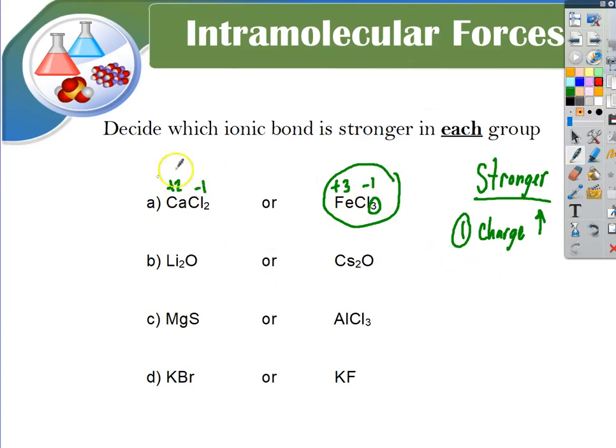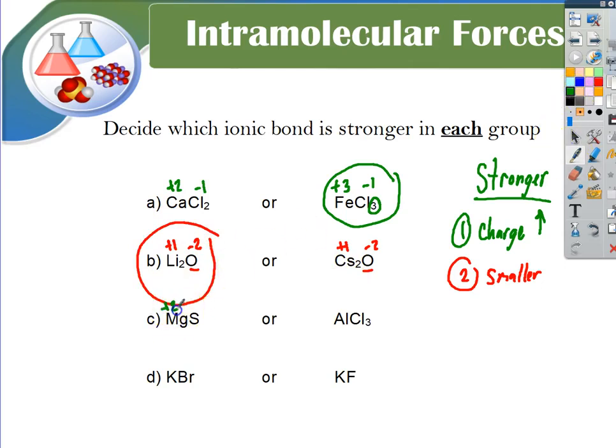Let's look at another example. This one's a +1, -2. This one's a +1 and -2. And I'm getting these charges from the periodic table. Looking at this, they have the same charges. So I can't use this one. So I'm going to use number 2, what number 2 said. If it's smaller, then it is stronger. So I want the smaller one. So oxygen is the same on both of them. So I'm going to look at the other element. Lithium is in the 2nd energy level. Cesium is in the 6th energy level. So lithium is much smaller. It must be stronger.